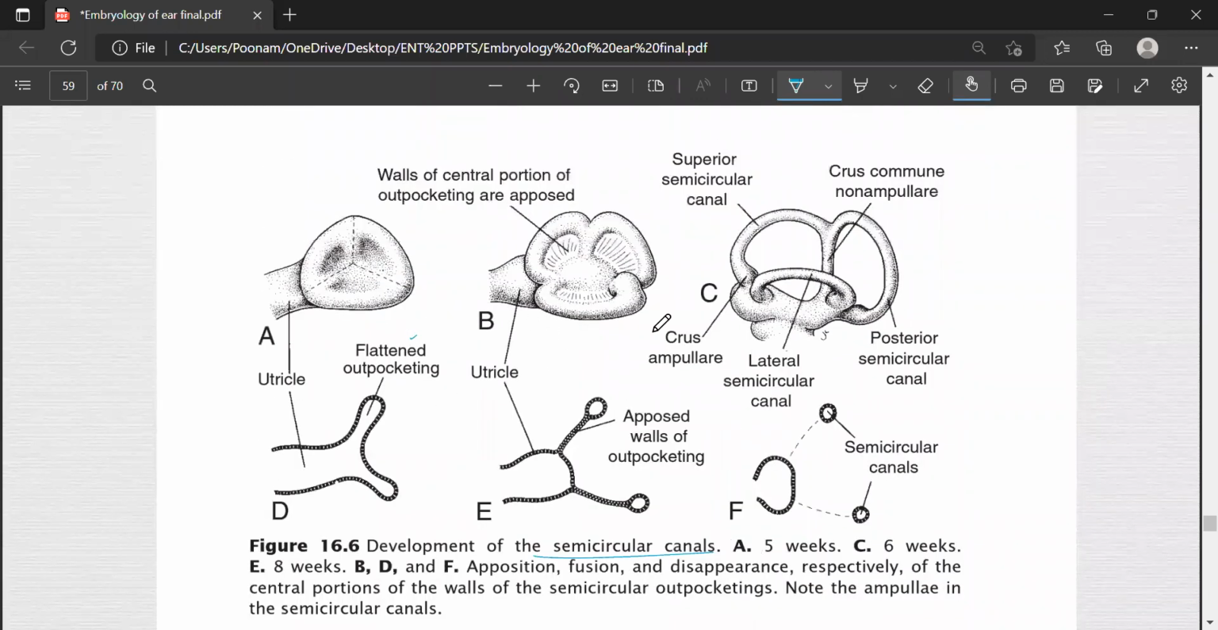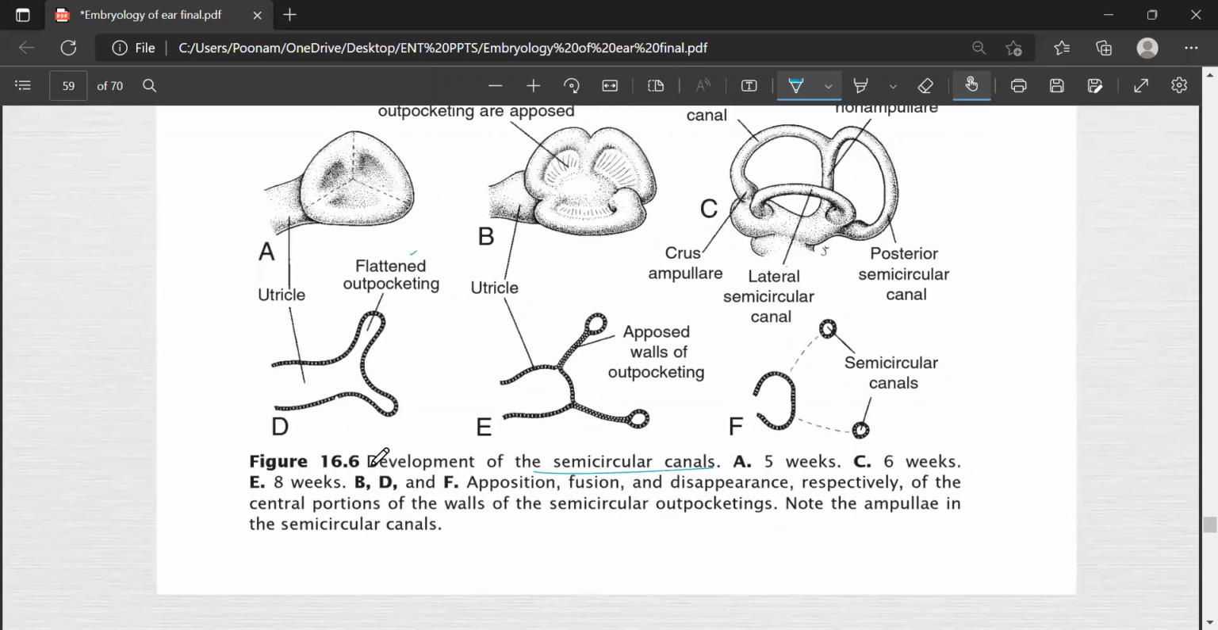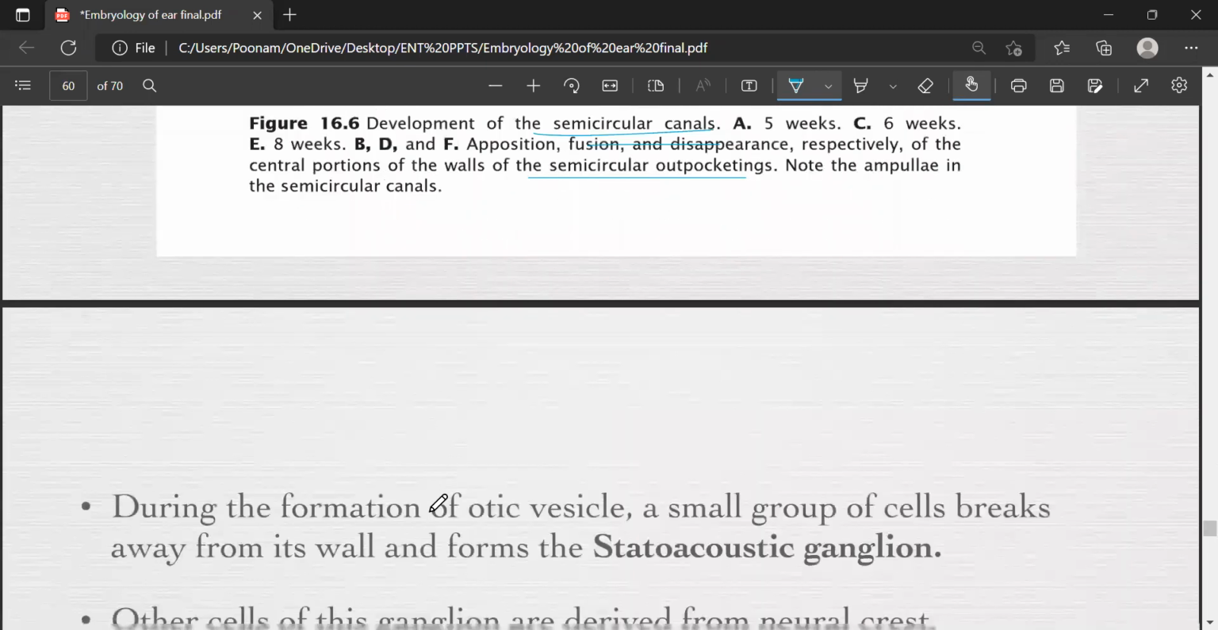This is the 5th week. This is 6 weeks. This is the 8th week: fusion and disappearance respectively of the central portion of the walls of the semicircular canals.